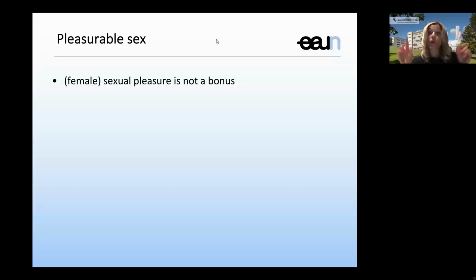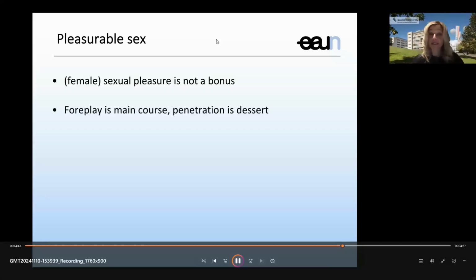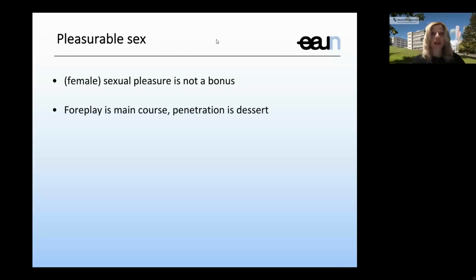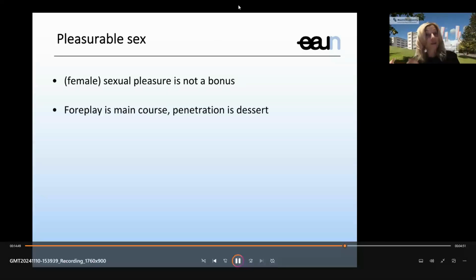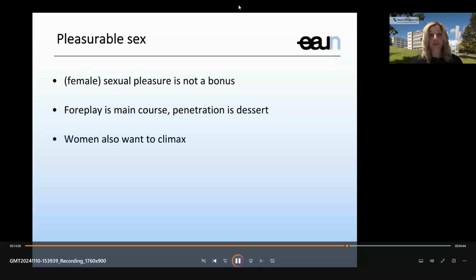And often this is part of what we call the foreplay. But foreplay always has this idea of being a bonus when you have time. So I think it's really important to stop seeing the female sexual pleasure as a bonus. The foreplay is actually the main course, not the appetizer, and the penetration is dessert. And sometimes you had enough and sometimes you want this little extra. So focusing a little bit more on the broader definition of sexuality.